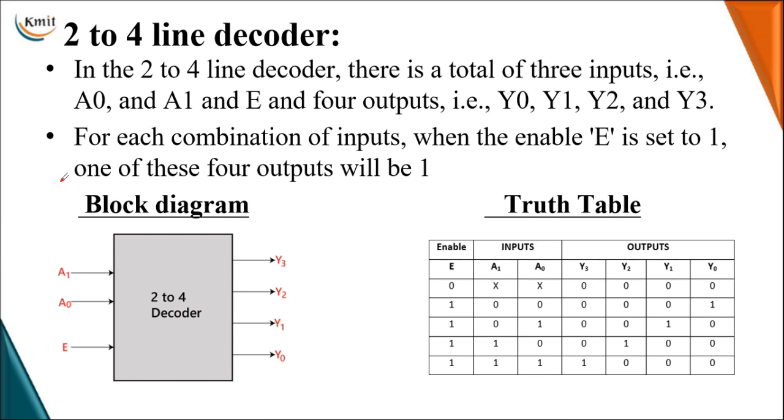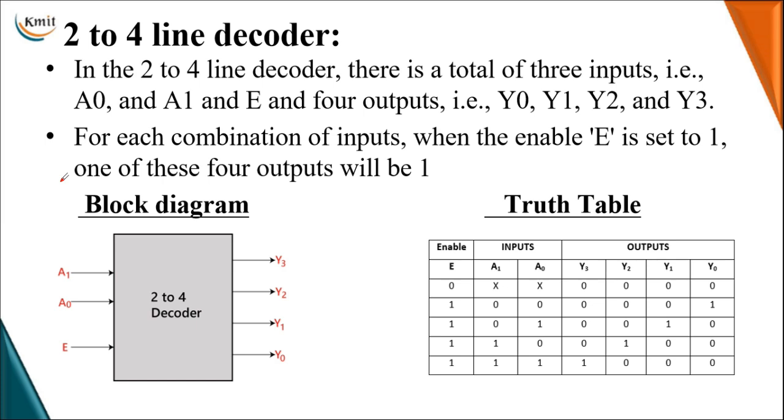Now, the 2 to 4 line decoder. Here the first number defines the number of inputs and the second number defines the number of outputs. As it is a 2 to 4 line decoder, it will have 2 inputs. If it has 2 inputs, the number of outputs available in this decoder is 2 power 2, which is equal to 4.